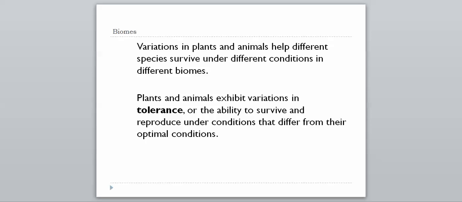So if there's an animal that has a low tolerance to cold, meaning that if it's really cold temperatures they won't survive, then obviously we're not going to find them up in Antarctica or up in Canada. We're going to find them around the equator where it's warm. So that's what tolerance is, their ability to reproduce and survive under certain conditions.